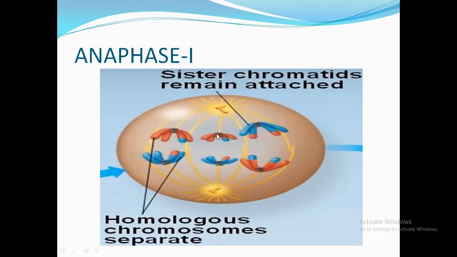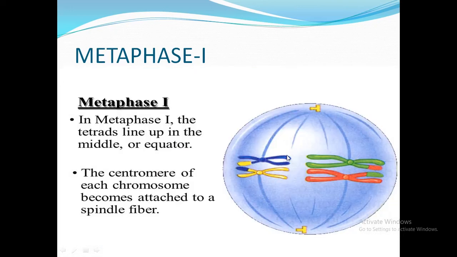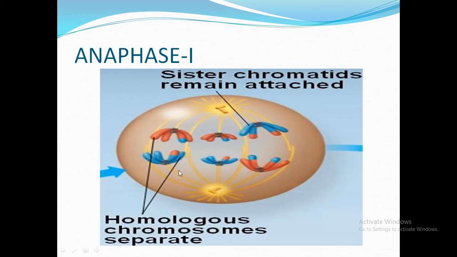Next, in anaphase. In anaphase 1, remember, only homologous chromosomes separate. This is one part of a homologous chromosome pair, and this is the other partner. Only the homologous chromosomes move to opposite poles. Only they are separated, but the sister chromatids remain together.